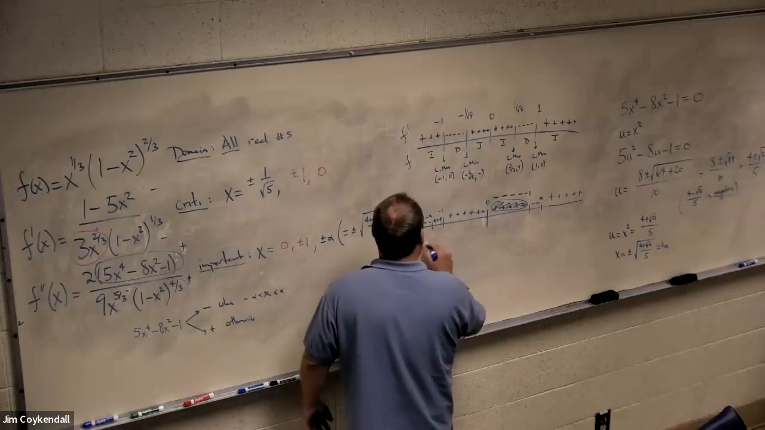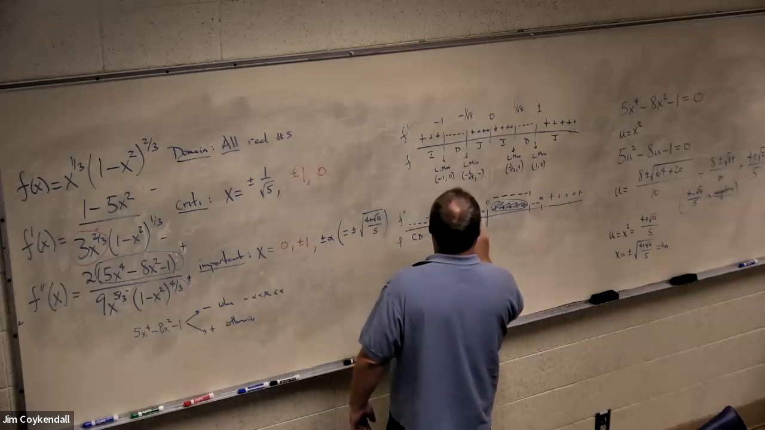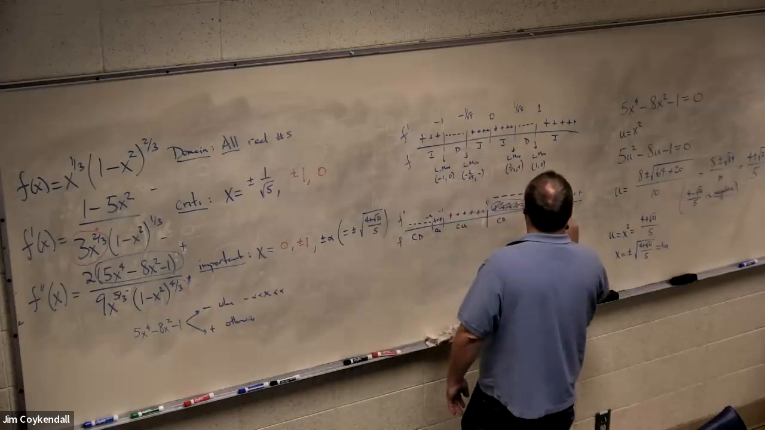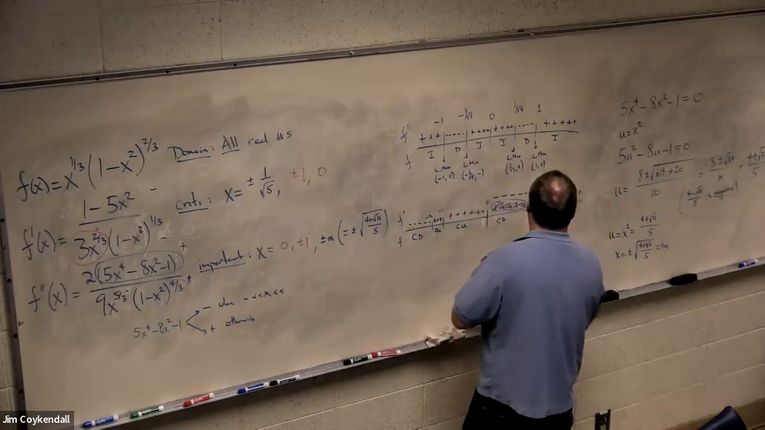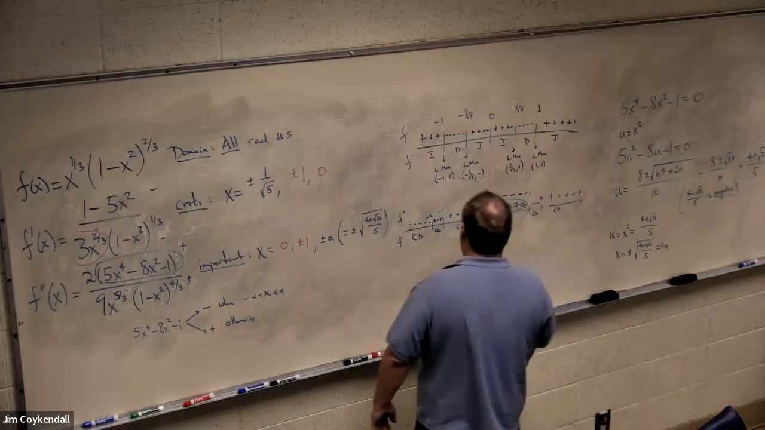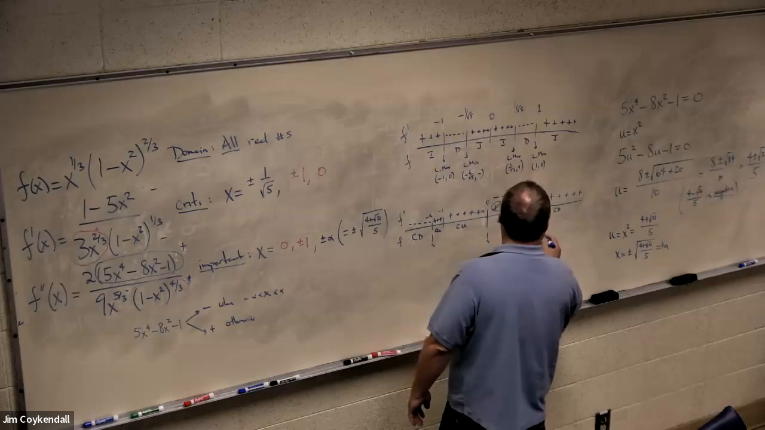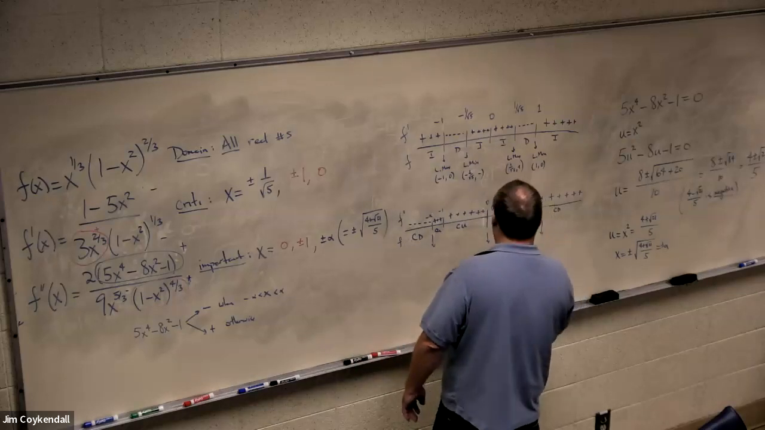So it's concave down, concave up, concave up, concave down, concave up, concave down. So we have this, and this are points of inflection.